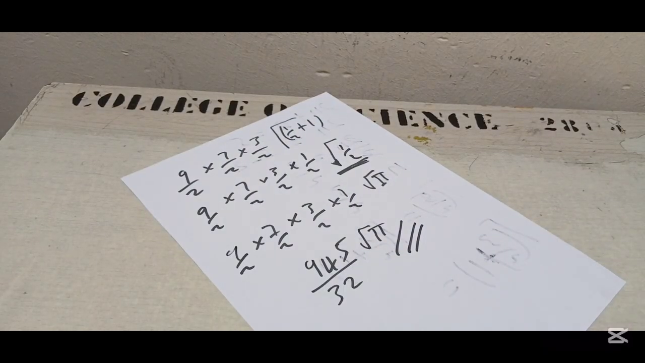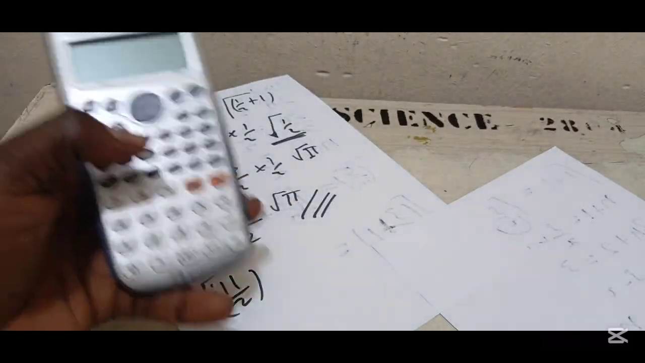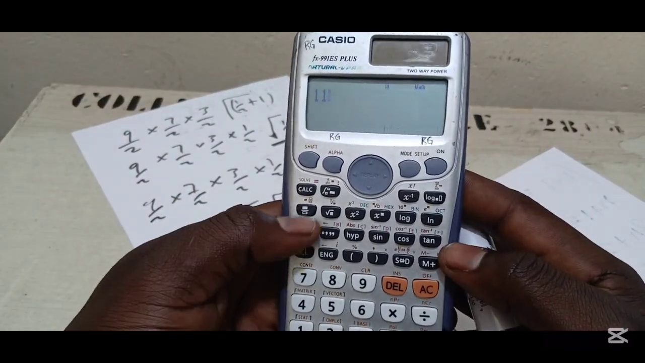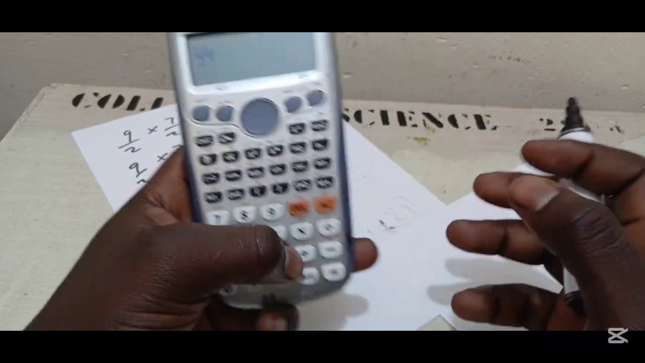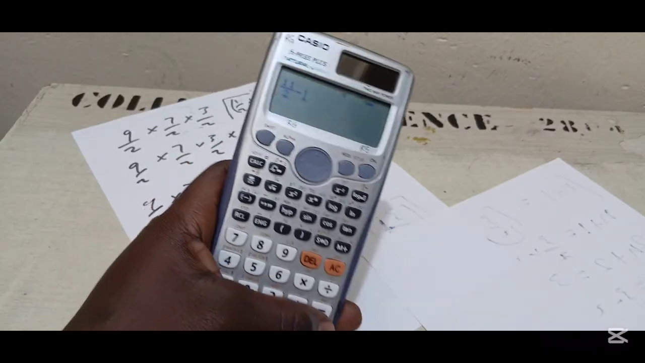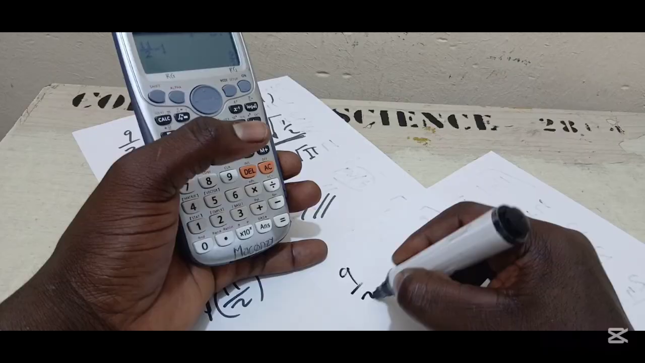Now let me show you the trick. The problem is find gamma 11 on 2. So don't stress yourself. Just take your calculator. 11 on 2, so subtract 1 from it. What did you get? 9 on 2. So just write 9 on 2.